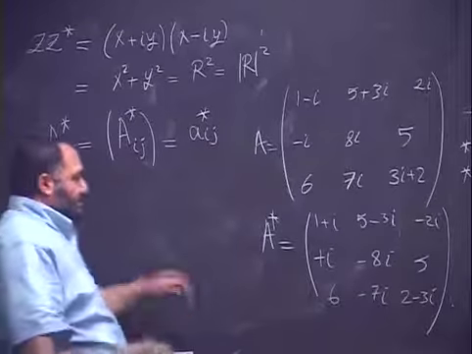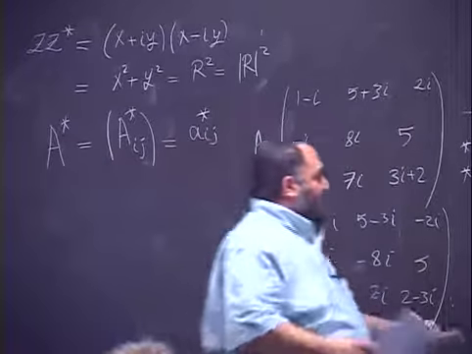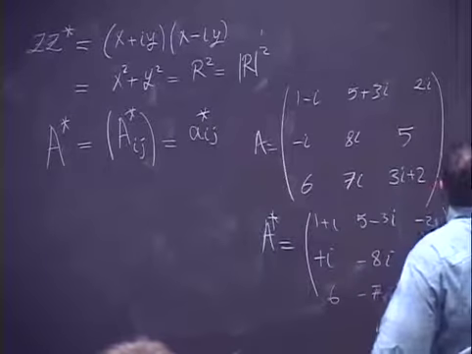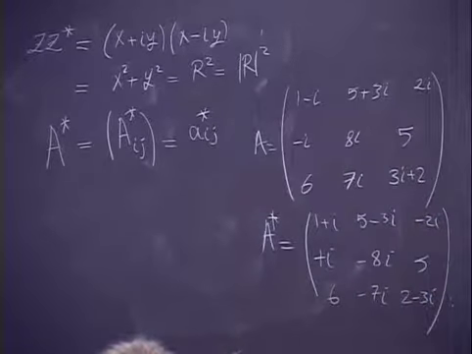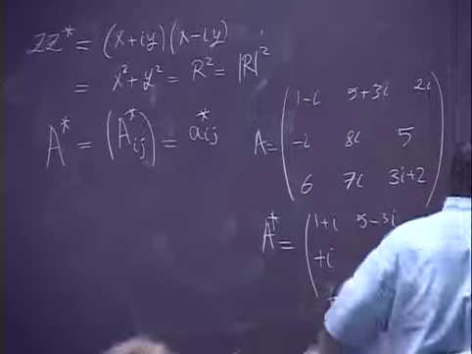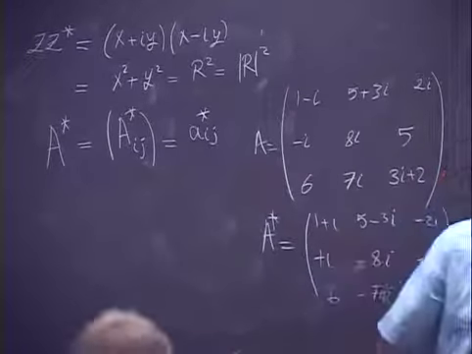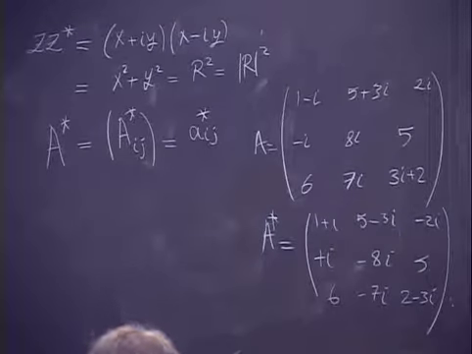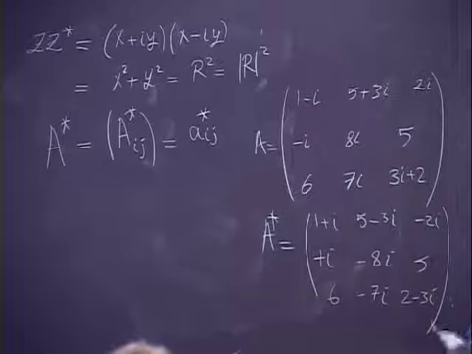So take the complex conjugate of the elements of the matrix itself, and it will give you the complex conjugate of the matrix. If you take the complex conjugate of the components or the elements of the matrix, it will give you the complex conjugate of the matrix itself.